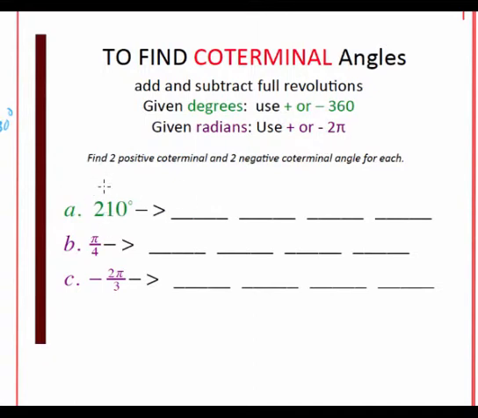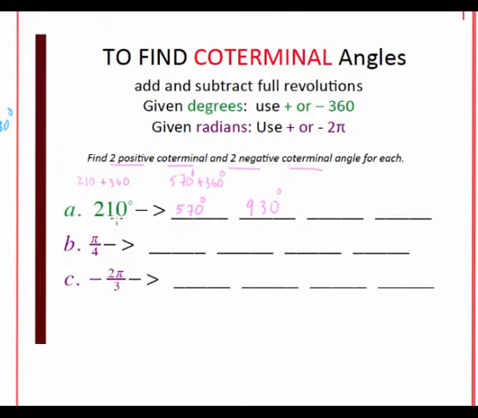So let's find some coterminal angles with 210 degrees. Well, if you take 210 degrees, so let's just start 210, and you add 360, looks like we get 570 degrees. Then if you add another 360 to that, so now we're taking 570 degrees and you add 360, we are going to get, looks like 930 degrees. Now we found two positive coterminal angles. Now we need to find two negative coterminal angles.